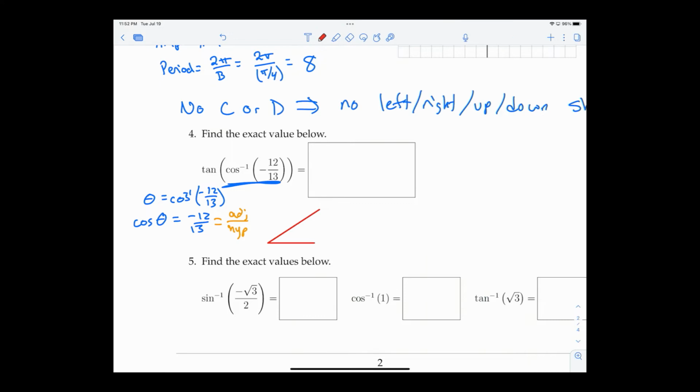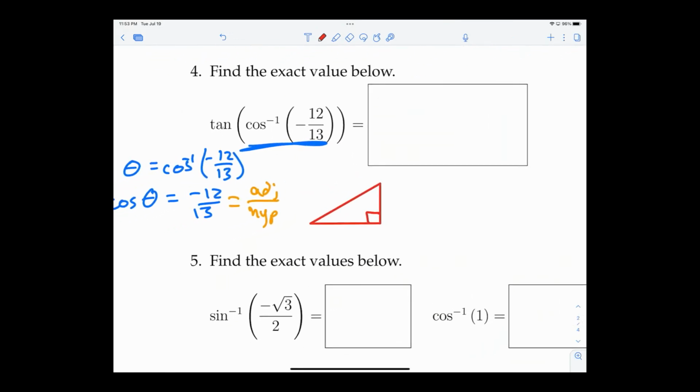You can try to draw this on a unit circle or something, but I find that that doesn't work very well, so I'm not going to. So I draw a little triangle, and I'm going to say that the hypotenuse should be 13, just from comparing hypotenuse and 13, and then the adjacent side should be 12.